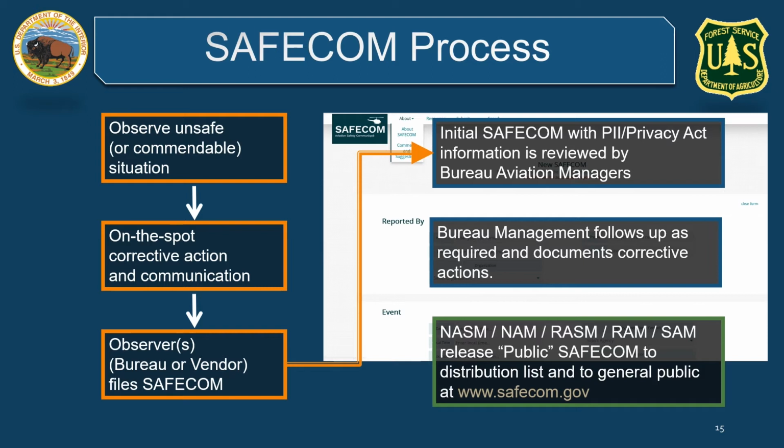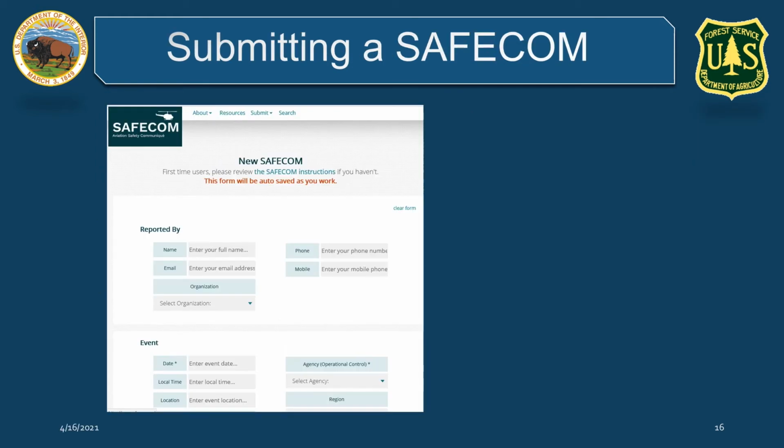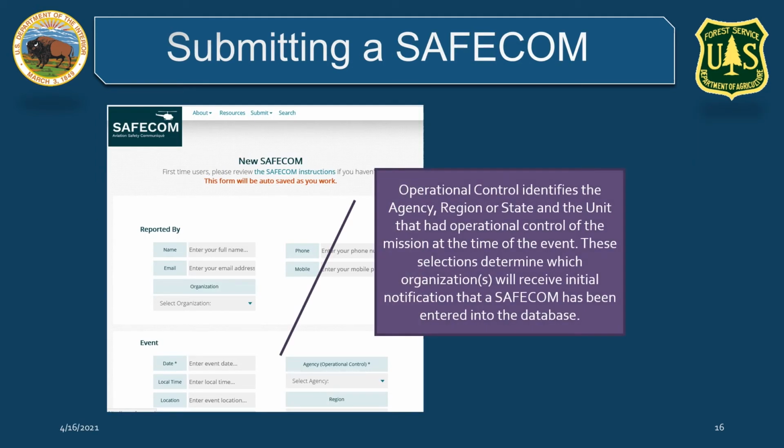Bureau management follows up as required to make sure that corrective actions are completed and to verify the situation with the SAFECOM and make sure that if there's any further action required. And then finally, national aviation managers and regional aviation safety managers will release it to the public, and it'll be available to see in a query, or if you have the link, it will link you directly to that SAFECOM record. Just follow the form and put in as much information as you can.